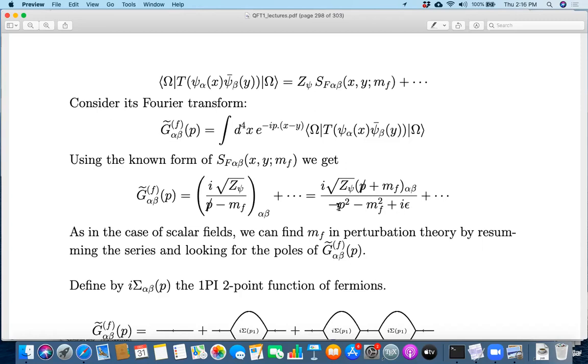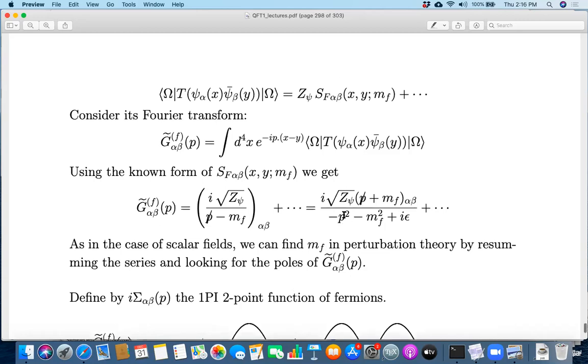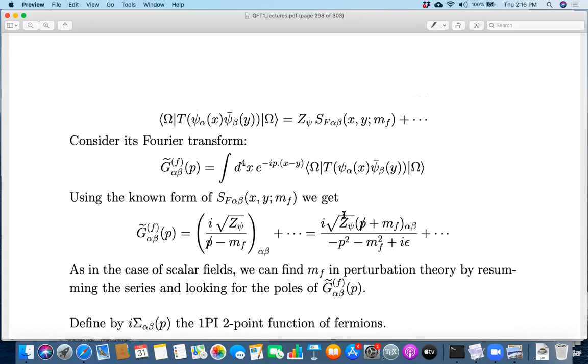Okay. So this is again similar to what we had for scalar fields, except that for the scalar field there is a Z, which is Z for the scalar, and this factor was not there. This is specific to fermions. But the main point remains unchanged. The main point is that we can find m_f in perturbation theory simply by looking for the poles of G tilde f. And you have to do this, as in scalar field theory, by resumming the series, which I am going to describe. But are there any questions up to this point?